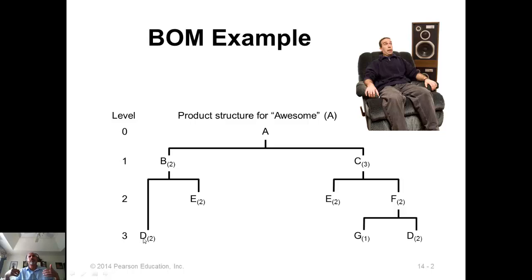So this is called the low level coding. The lowest level at which a given item appears, that's the level to which all other instances of the same item must be brought down.